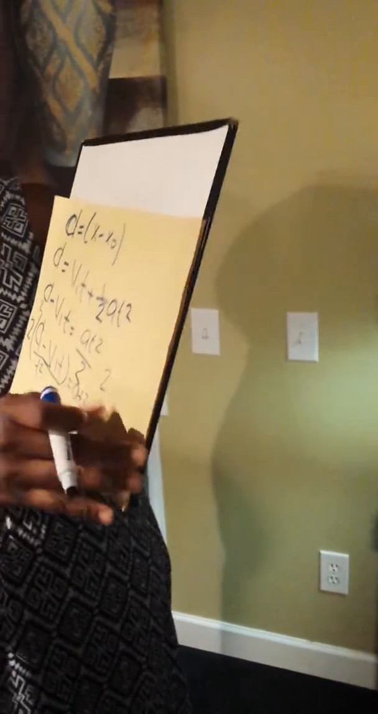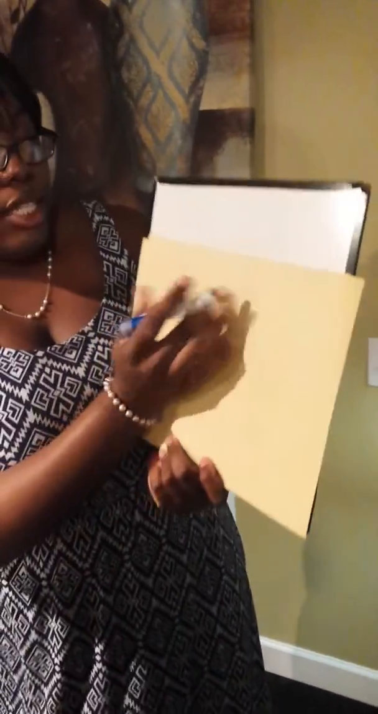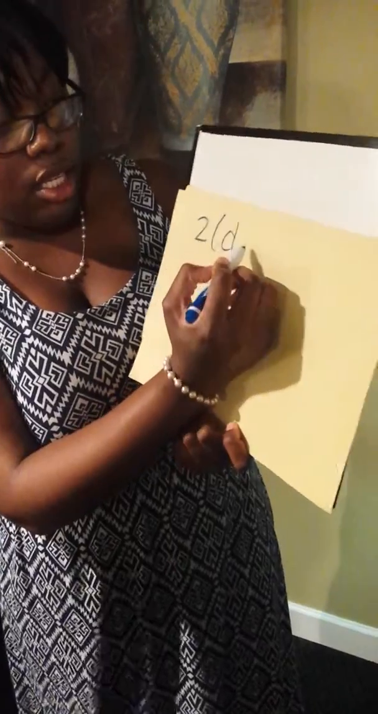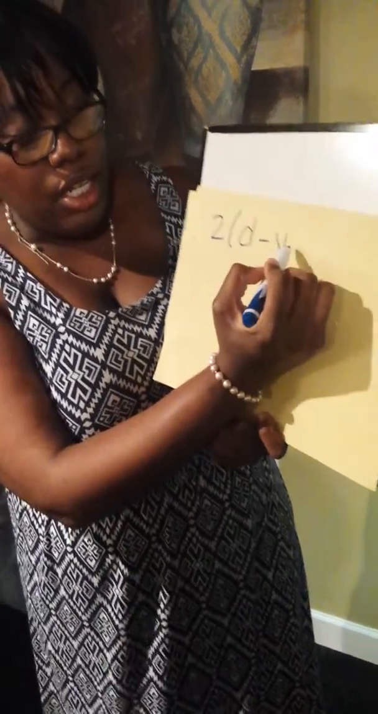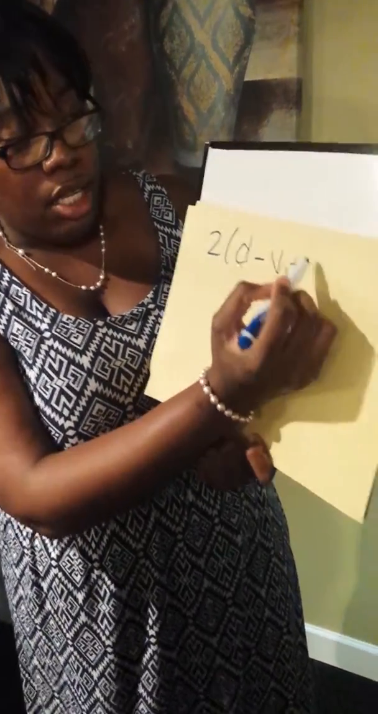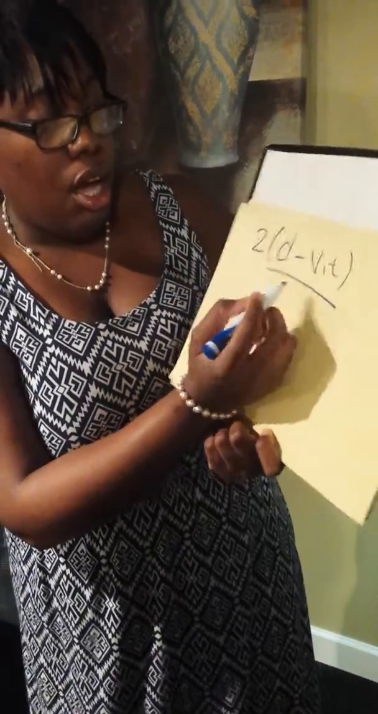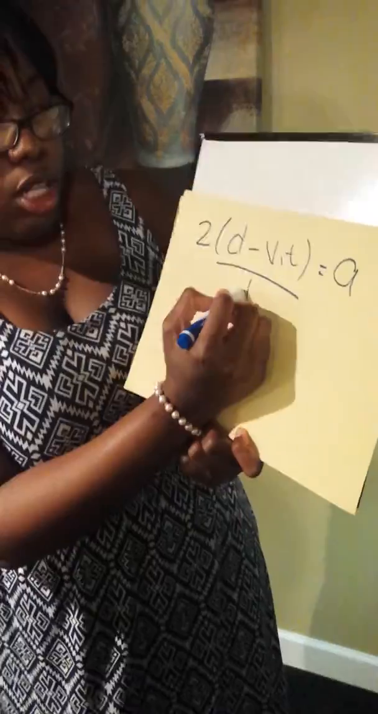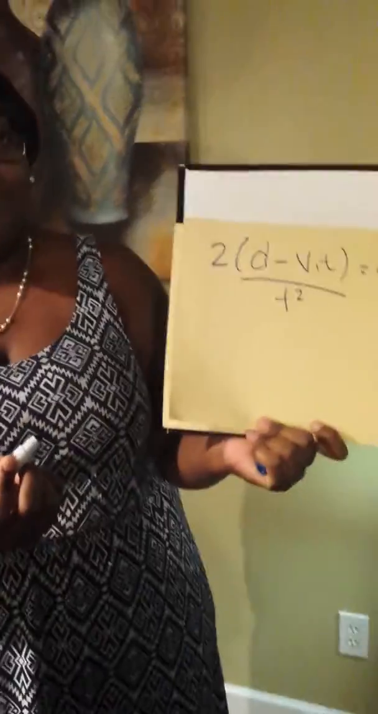So the final equation will be 2 times D minus your initial velocity times time, all this equals 2A, and this will be all over T squared. Alright, that's the first one. I'm going to do 2.